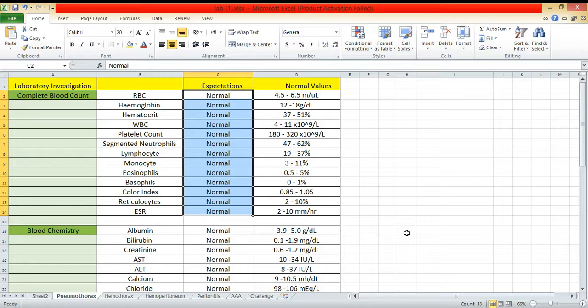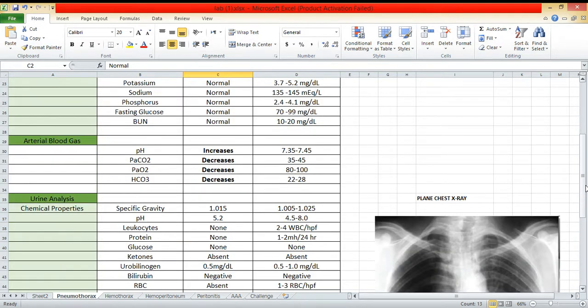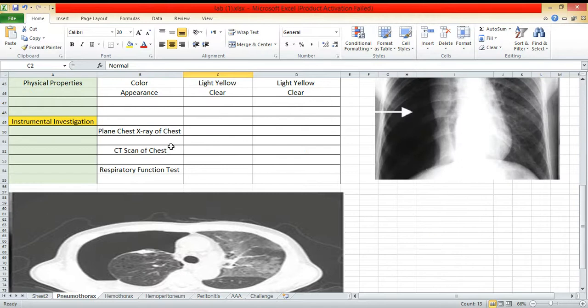for different diseases. Firstly, here we have pneumothorax. In the pneumothorax, we carry out complete blood count, blood chemistry, urine analysis, arterial blood gas, and for the instrumental, plain chest X-ray, CT scan, and respiratory function tests like spirometer.